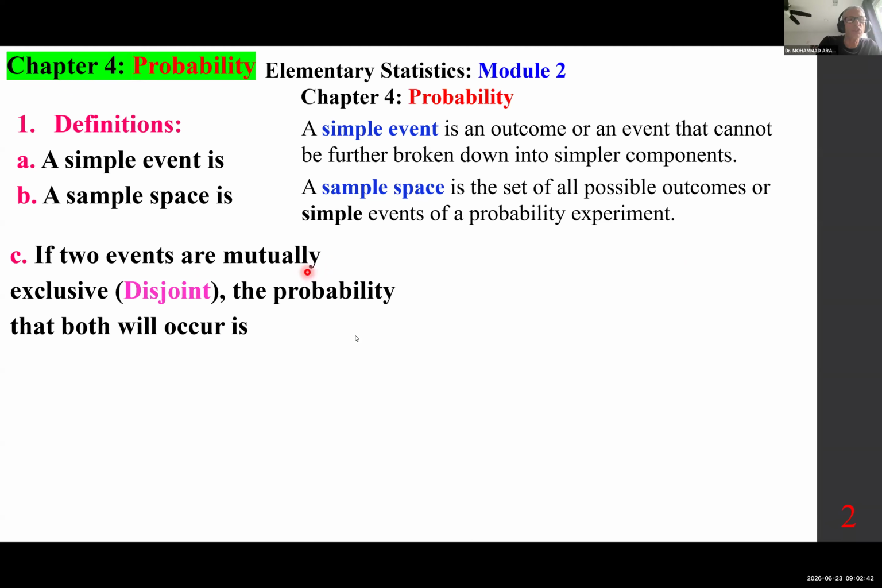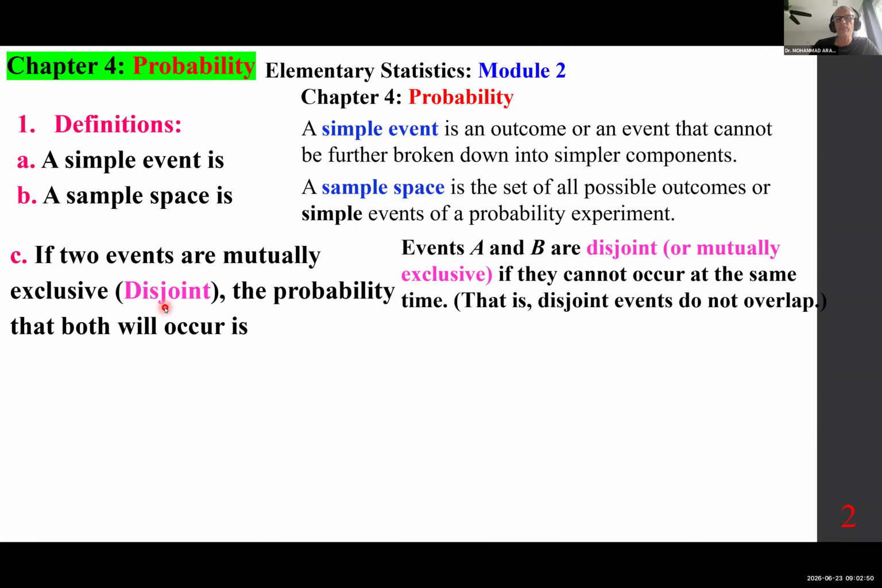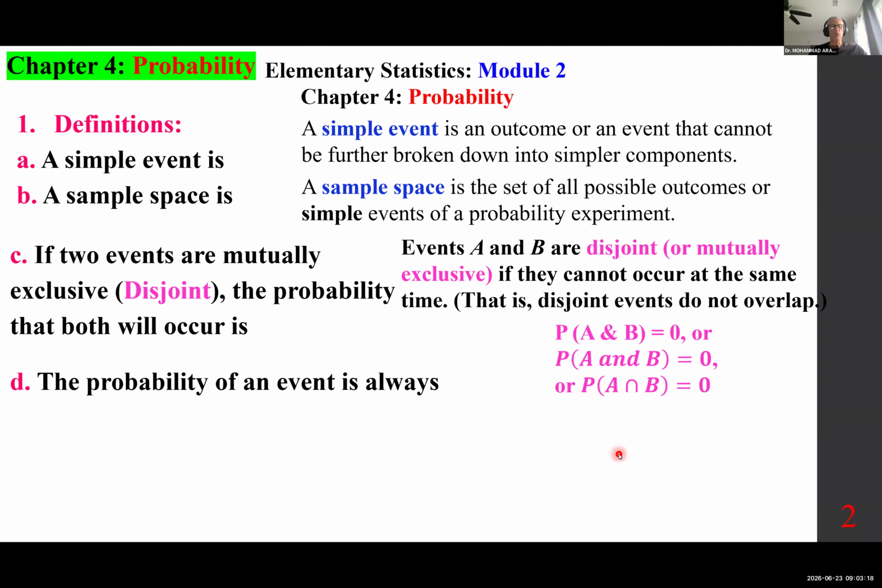If two events are mutually exclusive, also known as disjoint, the probability that both will occur is 0. Events A and B are disjoint or mutually exclusive if they cannot occur at the same time. That is, disjoint events do not overlap. Probability of A and B, there are 3 different ways of writing it, and we use intersection notation in set theory, is 0. They all mean the same thing. Depending on the text, they may use one notation versus the other.